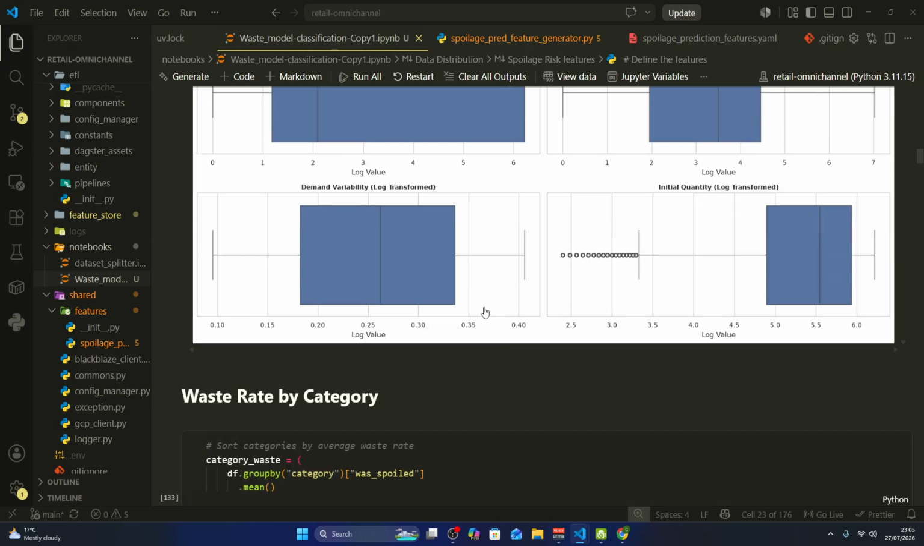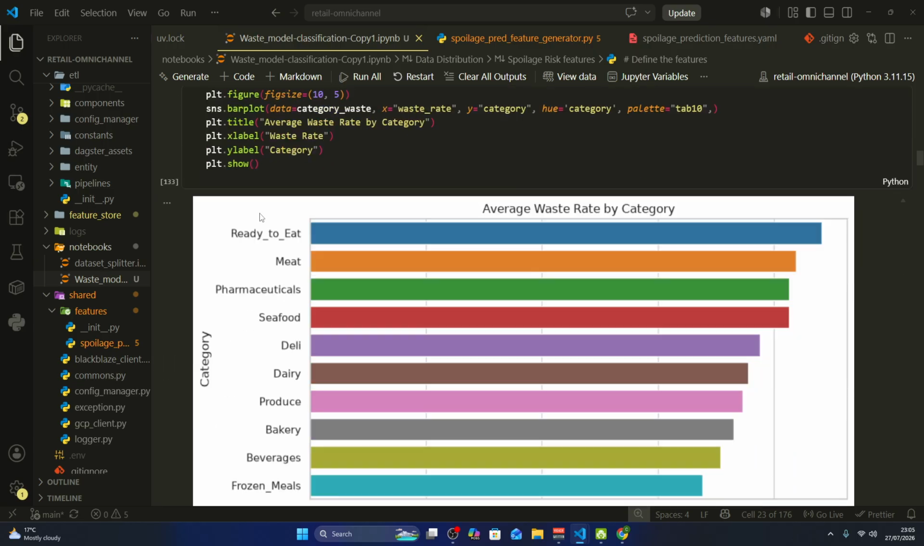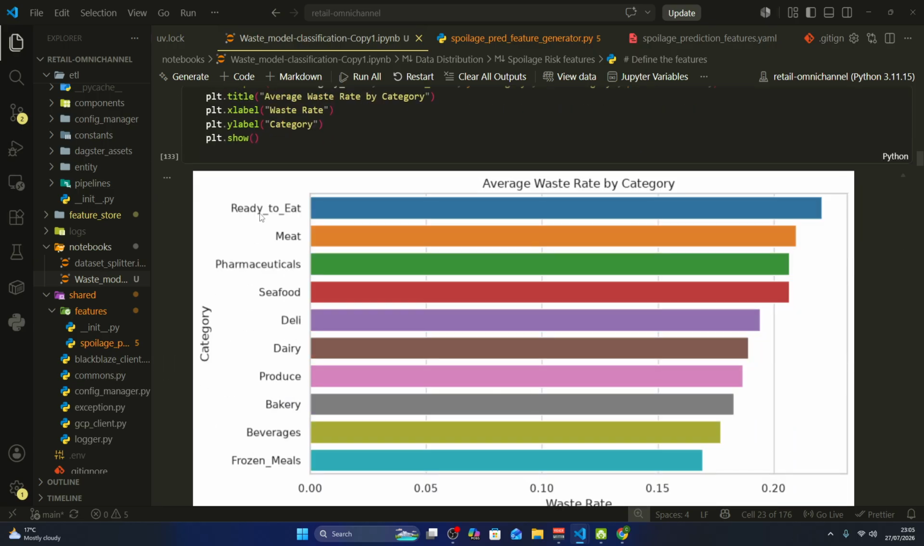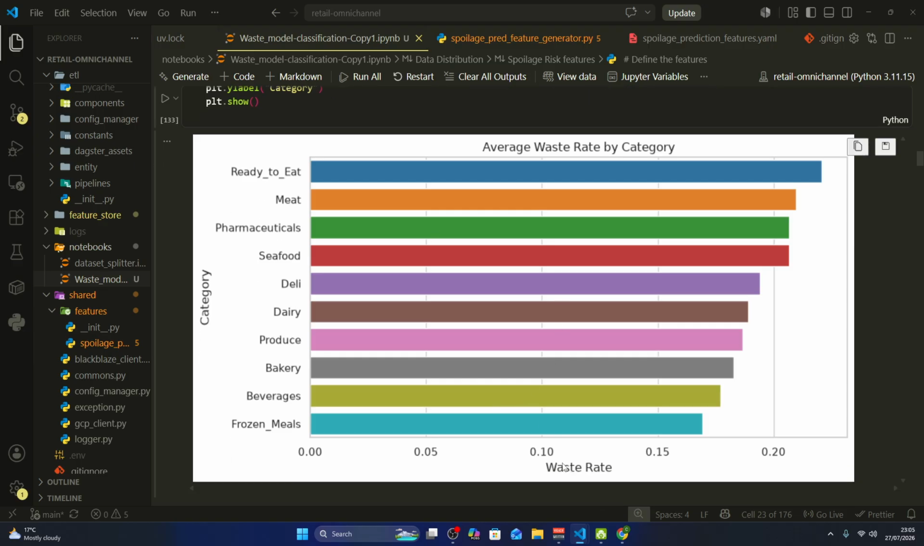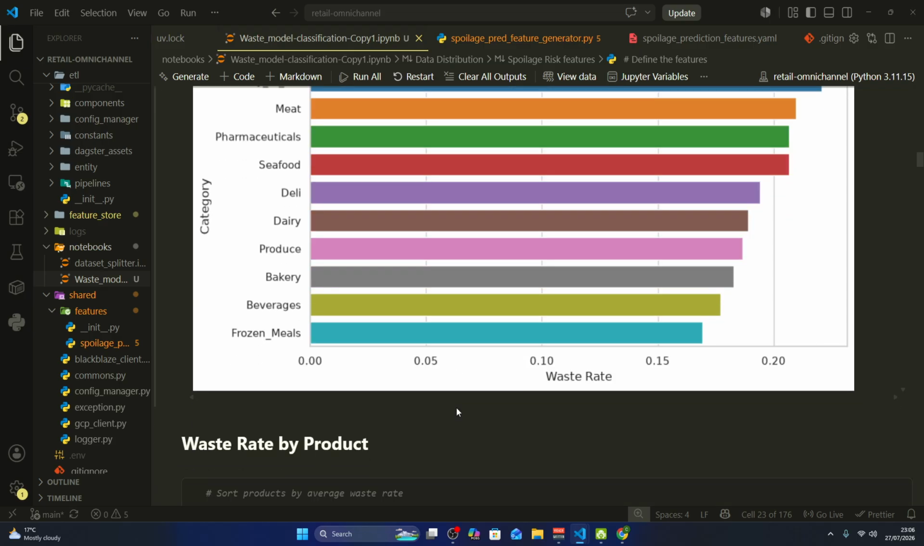Then waste rate by category. So what's the waste rate by category? You can see we have the waste rate, and you can just multiply this by 100%. Products that are wasted on average by category: ready-to-eat meat, pharmaceuticals, and seafood have waste rates of over 20% compared to the others. Then frozen meals have the lowest waste rate, slightly over 15%.